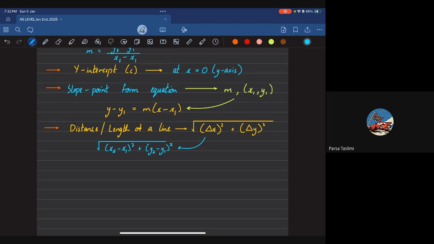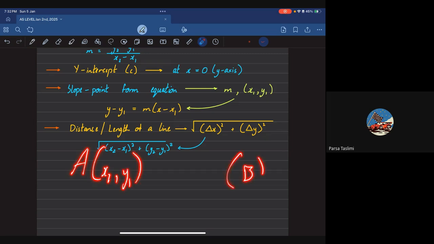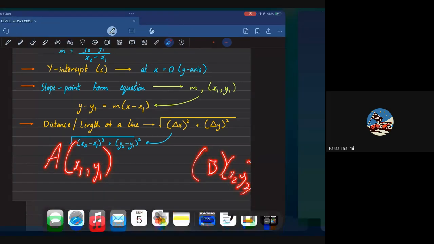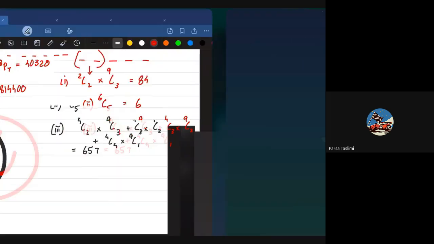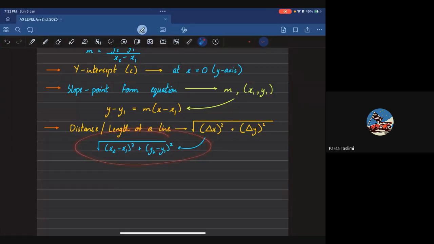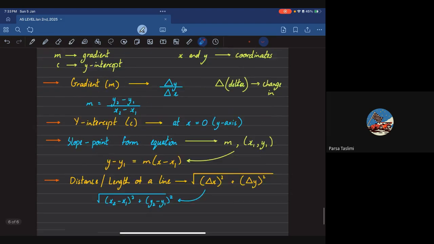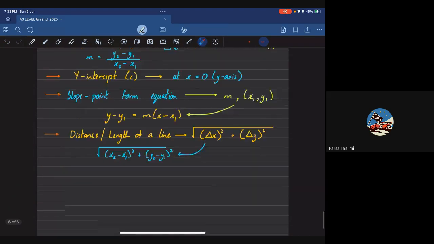Because how will you do that? It's usually going to be that you will be given 2 points, A and B, and you will be asked to calculate the distance. A is going to have its own respective points, and B is going to have its own respective points, like x2, y2. You will put those points into your distance formula, and you're going to calculate the distance between the 2 points, or the length between 2 points. Now this is all for your linear equations.